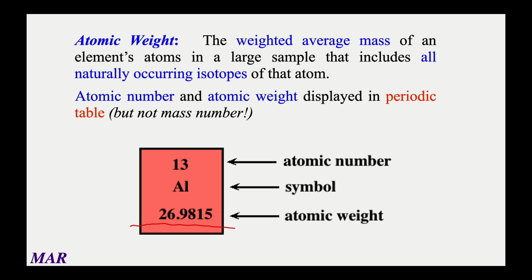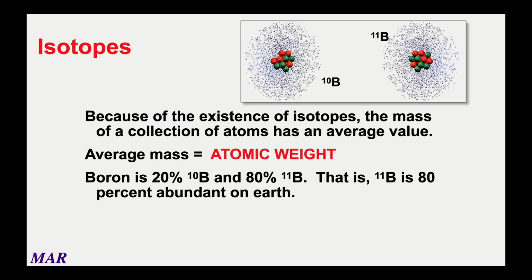Atomic number and atomic weight are displayed in the periodic table, but the mass number, the protons plus neutrons, is not, all right? There are ways to make predictions, but just realize there's not really a mass number on the periodic table, and we'll talk about how this works out pretty soon. Atomic weight is the average, and I'd like to use an example of boron to see how this comes around. Now, when people have studied boron on the Earth, they find that about 20% is boron-10 and about 80% is boron-11. So it would be nice to know what the average mass of boron is.